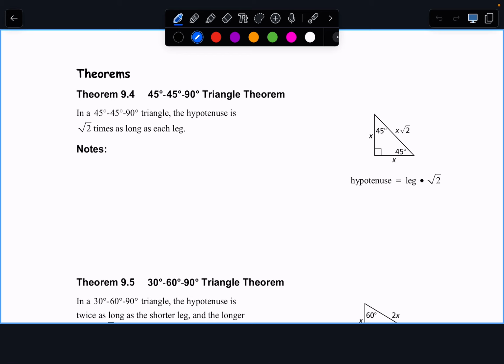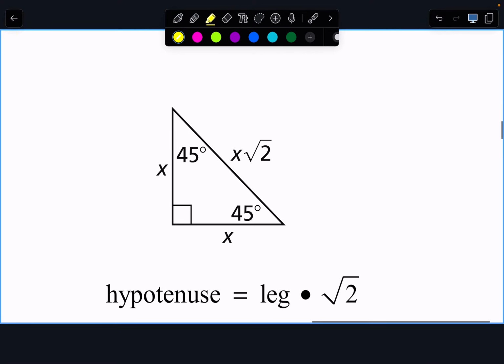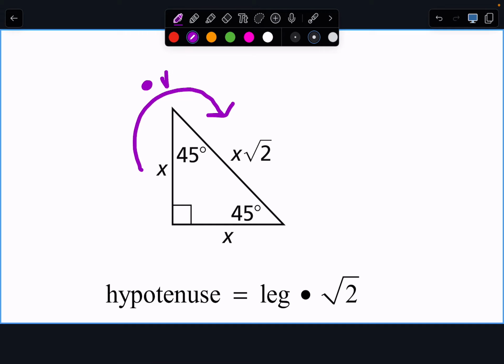So, if we have a 45-45 right triangle, that means we have a 90-degree angle and two 45-degree angles. No matter how big or small the triangle is, the hypotenuse is square root of 2 times the leg. Okay? So, if we know the leg, then when we go to the hypotenuse, we are going to multiply by the square root of 2.